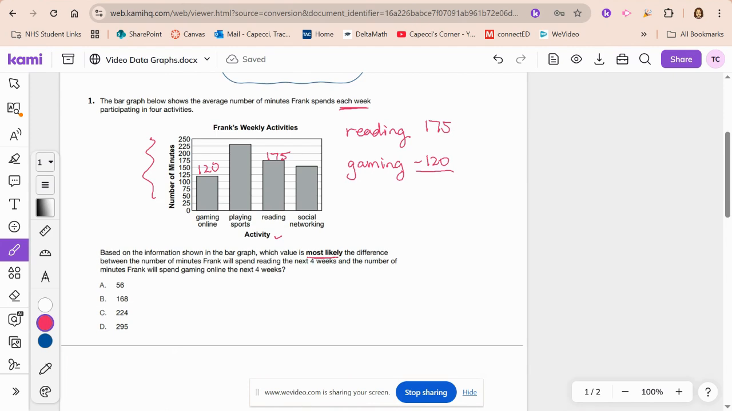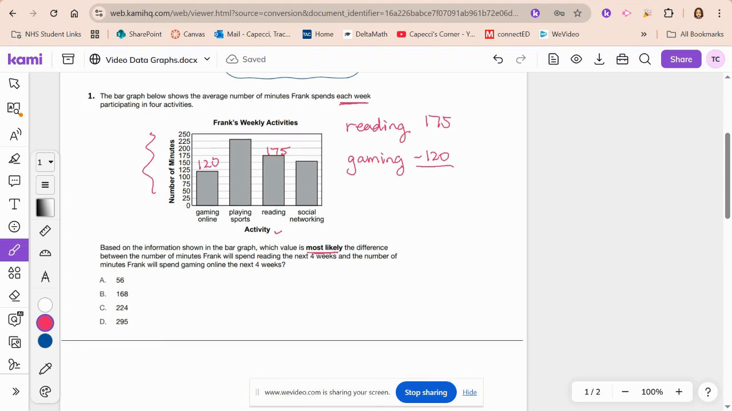And when you see most likely, it means you're probably going to have to estimate. You might not get the exact answer right away, but you should then look to see what answer closely matches what you have received. So most likely is the difference between the number of minutes Frank will spend reading in the next 4 weeks, and the number of minutes Frank will spend gaming. So we're looking at these two, but the biggest thing is here we're talking about 4 weeks. Up here we're talking about each week.